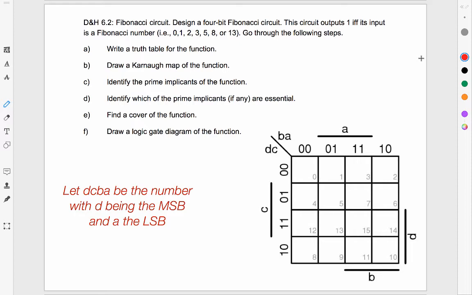So let's fill this thing out. So how would we fill it? So Fibonacci, I've given you where all it's going to be 1.